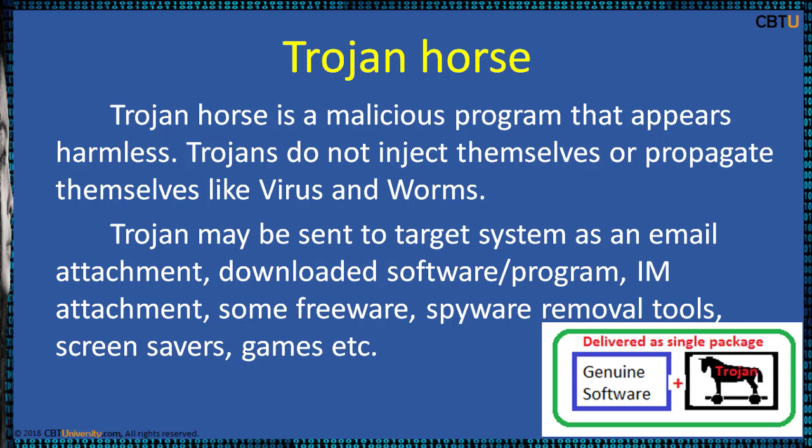A simple example to understand a Trojan horse is like a flower bouquet with a bomb inside it. This is a genuine software and this is a Trojan. Both are bound together in a single package. Genuine software installs at the front end and the Trojan installs at the back end, unnoticed by the user.